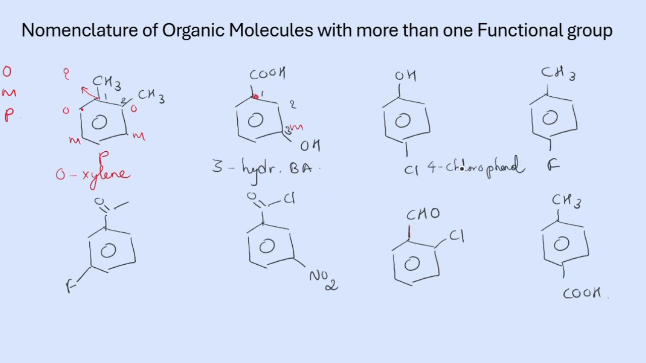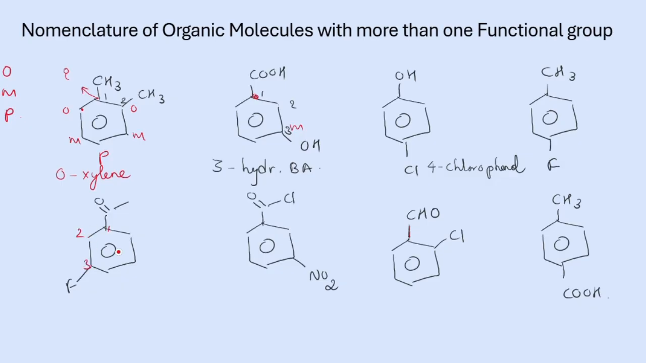How do you know it is phenol? Because the OH attached benzene is always known as phenol, not hydroxybenzene. That I have taught in the previous video. Here we have methyl attached to the benzene. Then we call this toluene. So the common name of this would be parafluorotoluene or 4-fluorotoluene.